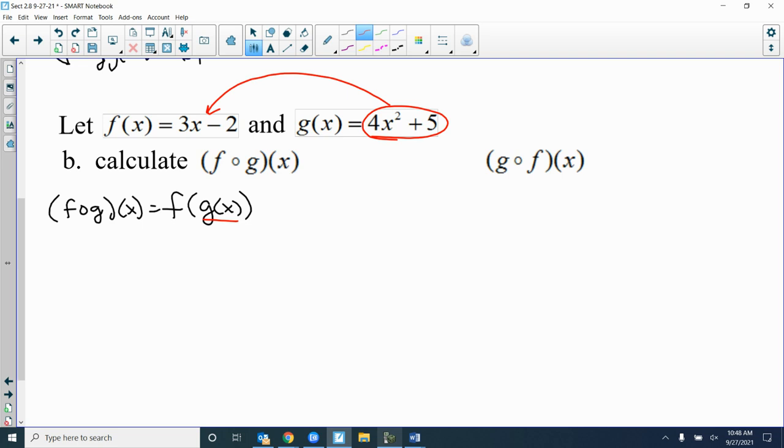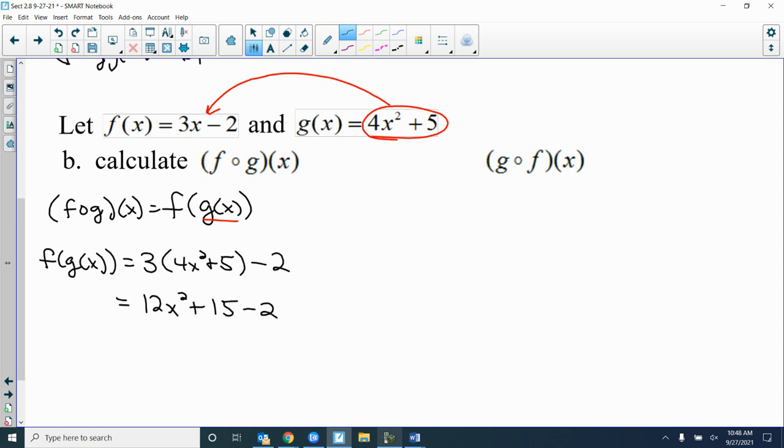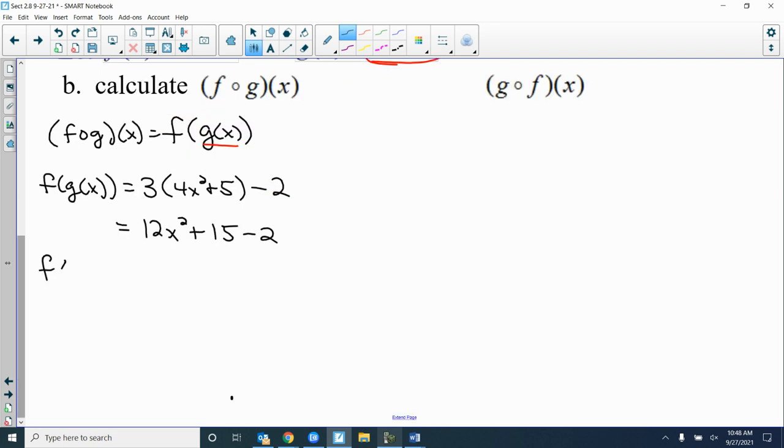So now, that's going to look like the following. You get f of g of x. That's going to be 3, take the x out, put in 4x squared plus 5. Don't forget the minus 2. And so I get 12x squared plus 15 minus 2. And so f of g of x equals 12x squared plus 13.